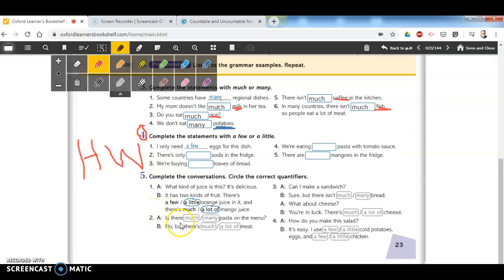Number 2, is there. Okay, when I see is there, that is a very important word because we're talking about something in singular. And I see the word pasta, that is also singular. So I'm going to probably use is there much.